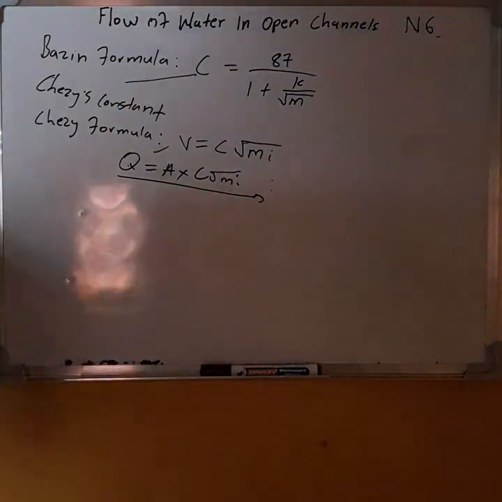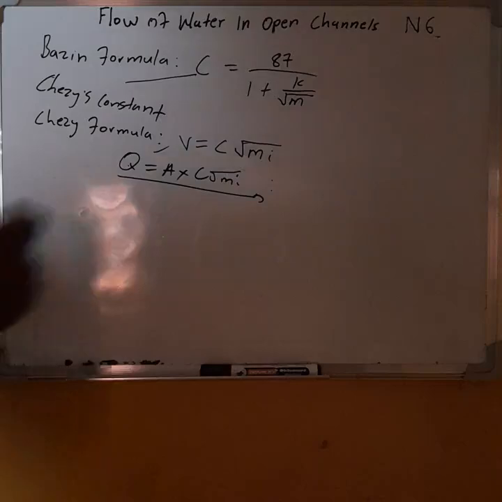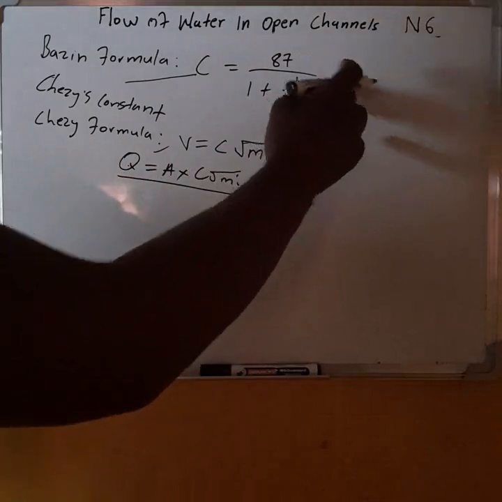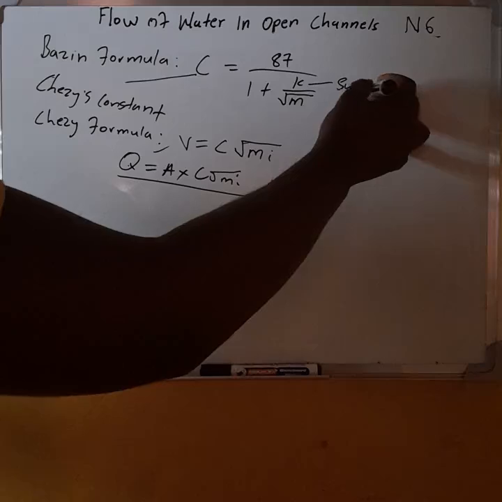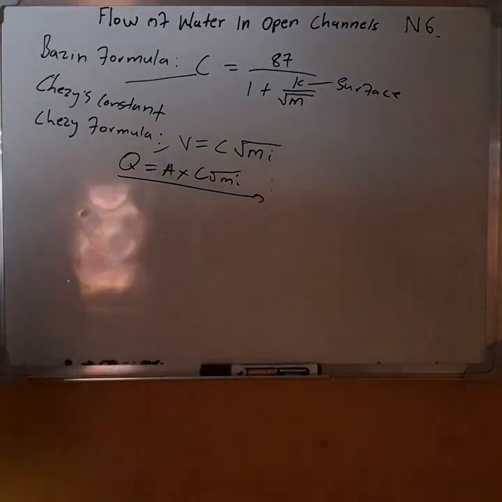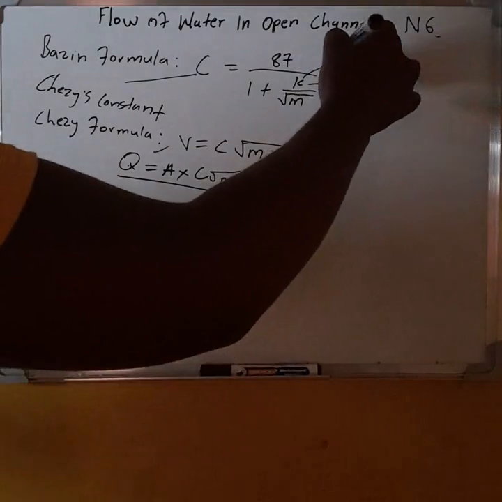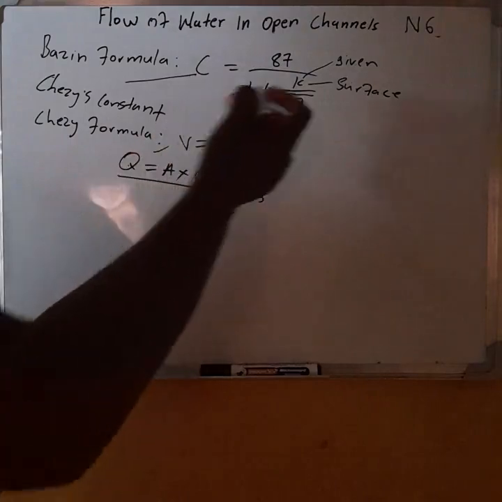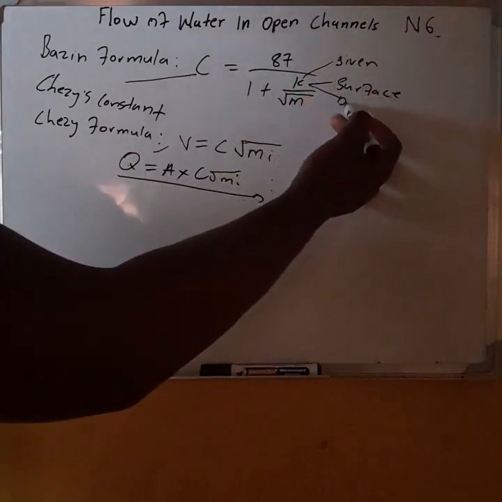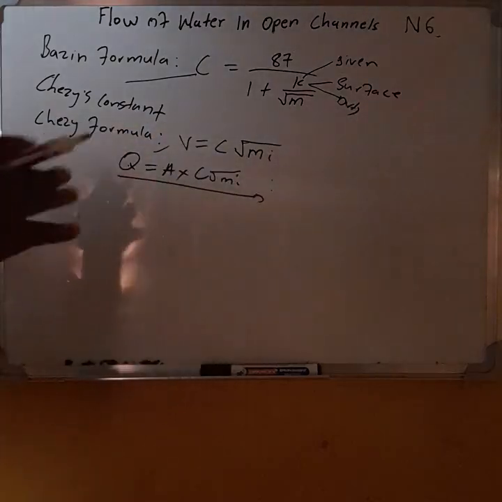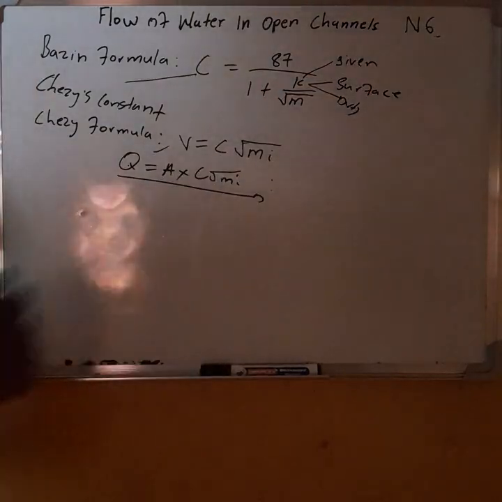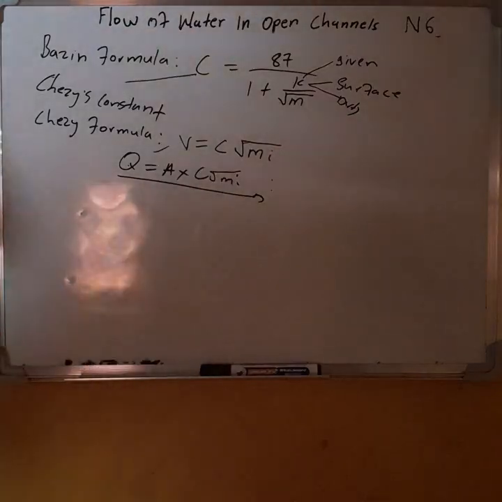You must know here that K depends on the surface, the roughness of the surface. K will be given. It depends, maybe you're dealing with a dirty pipe or a clean pipe and so on. Then you'll be given the value of K, right?